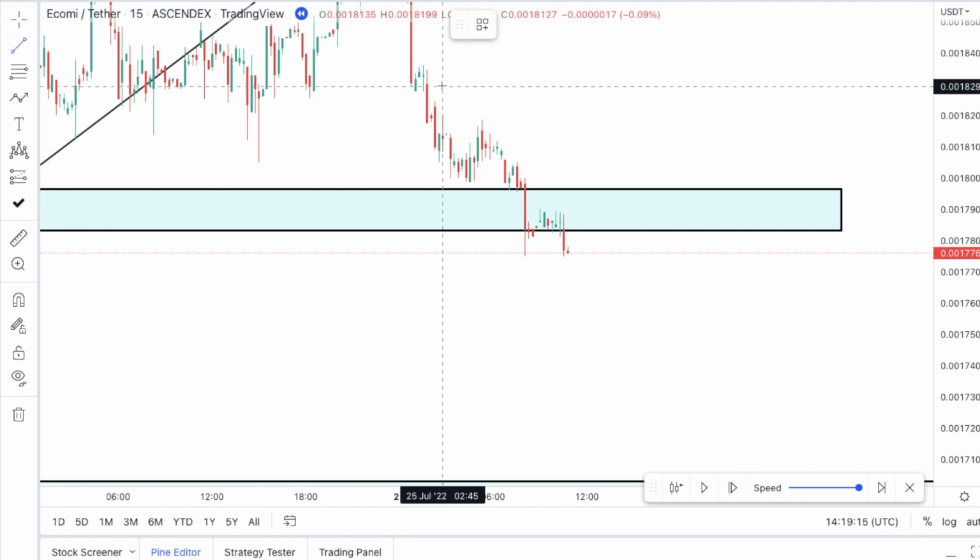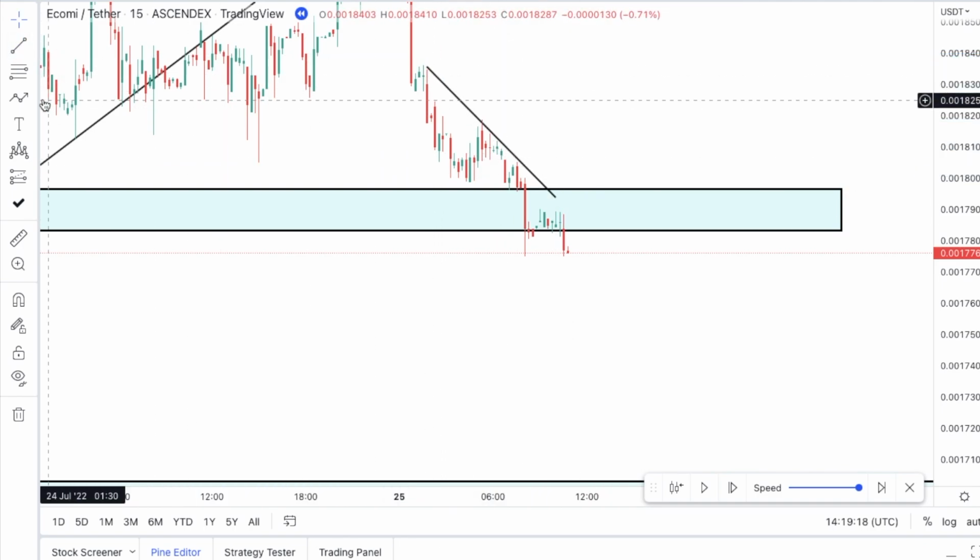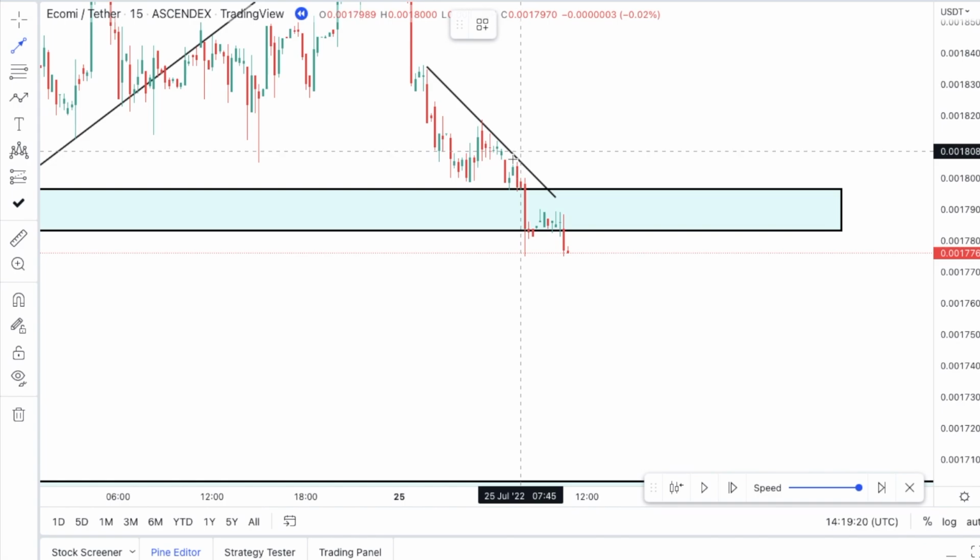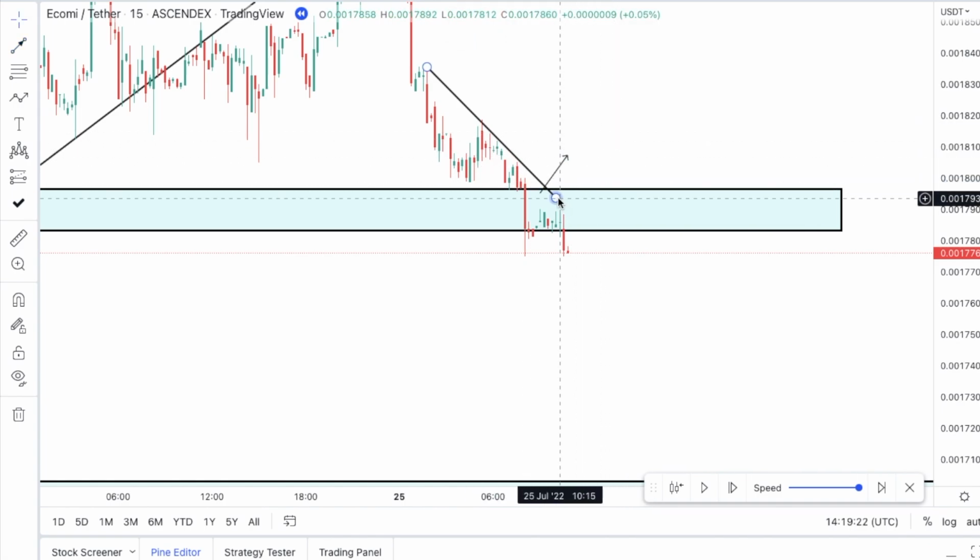Of course, we also had this wedge formation. We wanted to see price break this wedge to the upside if it was true to reverse, but it did not.